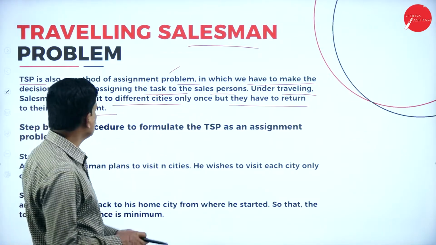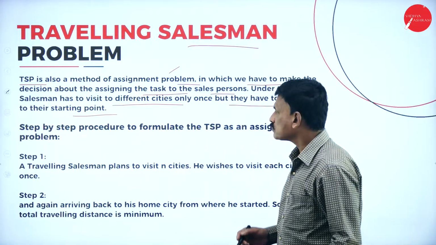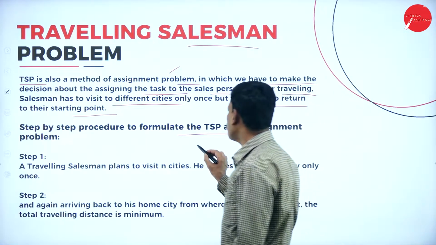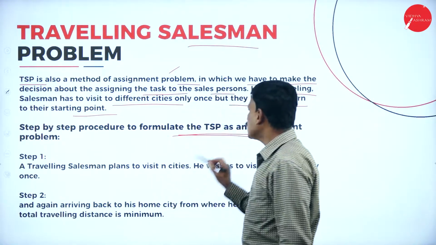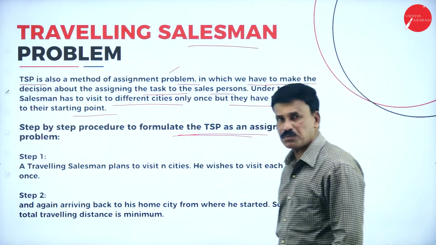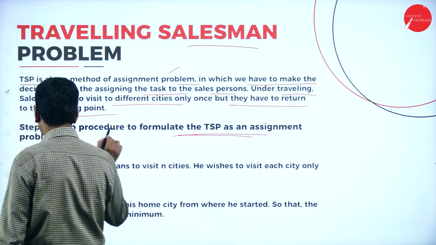After visiting, he has to return to his starting point, that is the original place. Now, how to solve this? The step-by-step procedure to formulate the traveling salesman problem as an assignment problem is as follows. What are the steps? Now, step number 1.